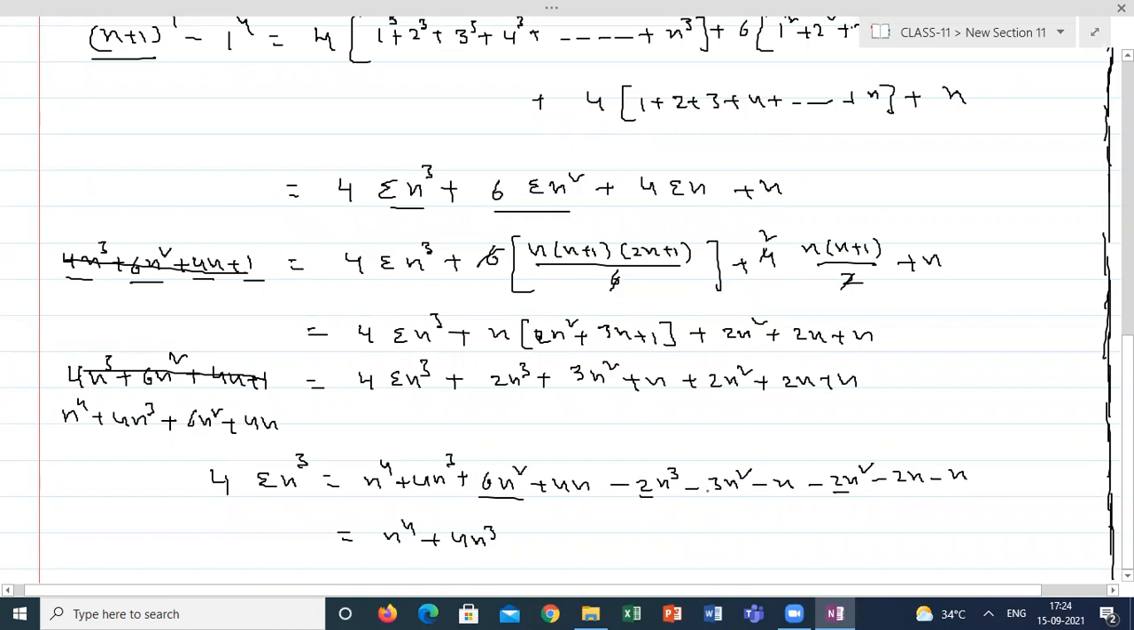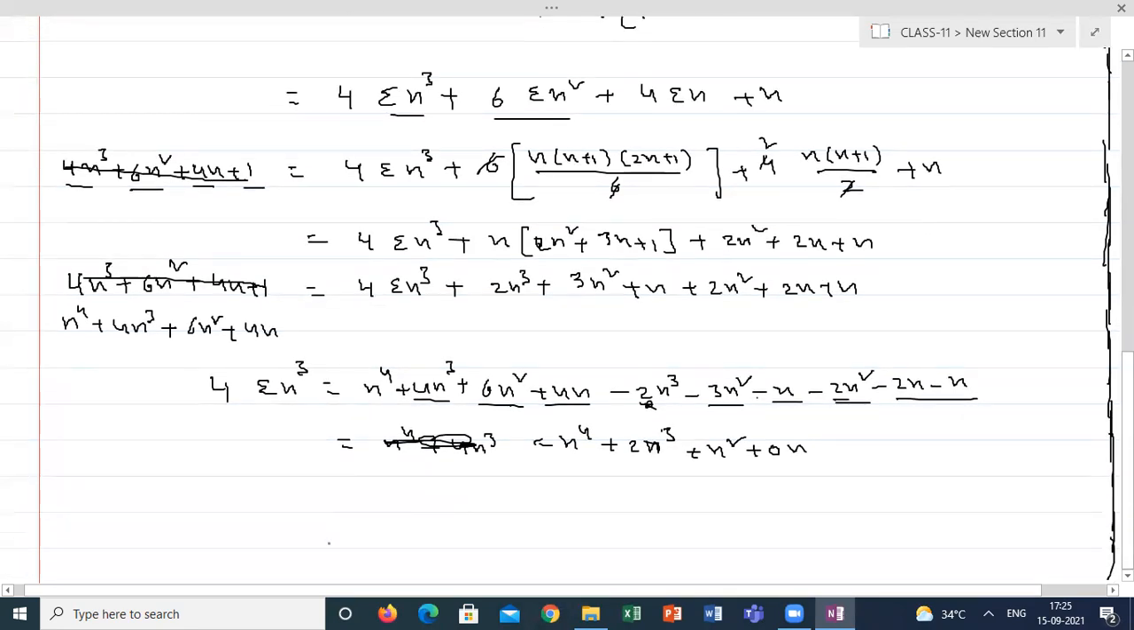Check anywhere we made any mistake. It should be plus n square. Sir, it's minus 2n cube. Minus 2n cube, yes. So minus 3n square minus 2n square is 5. So then it will be n power 4, n cube 4 minus 2 is plus 2n cube, 6 minus 3 minus 2 is plus n square, minus 3n minus 4n plus 4n, so 0n. So finally, I am getting an equation like this.